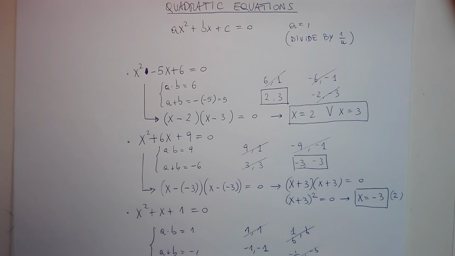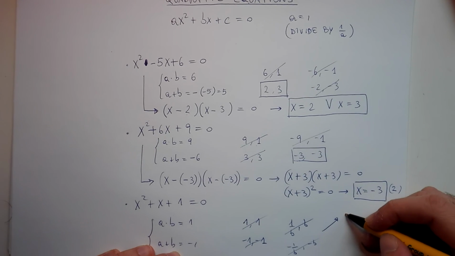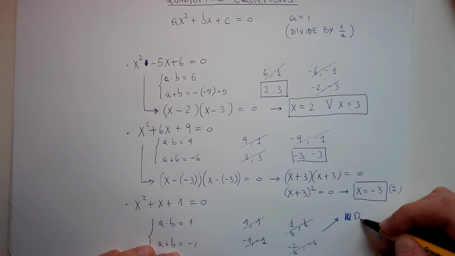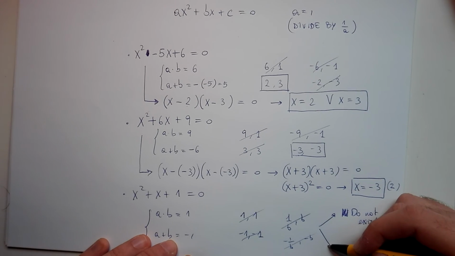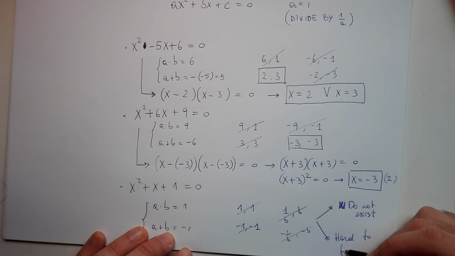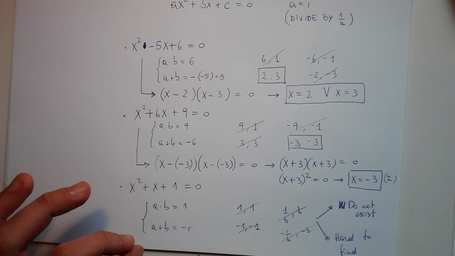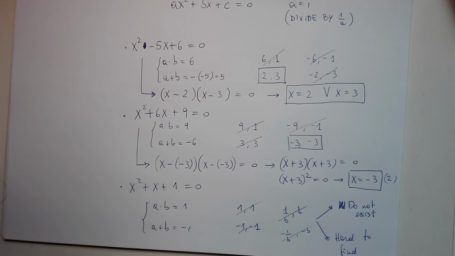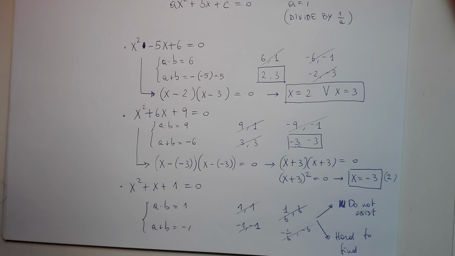So when you have some trouble finding these two numbers, there are basically two possibilities: either they do not exist, or they are hard to find. In that case, I suggest you use the general formula, which I explained in one of my videos, and in that way you can easily find the solutions. But for the first two cases, this method is really handy.